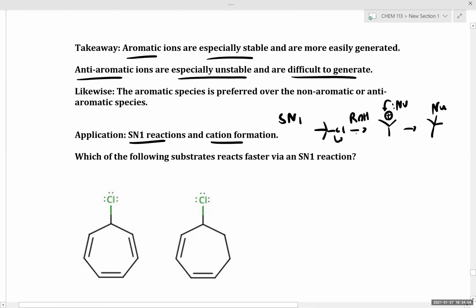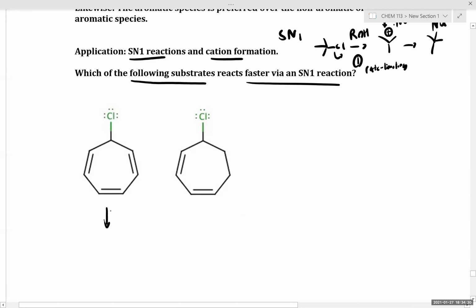Now, this first step, the loss of leaving group, is rate limiting, right? So if it's difficult to generate a cation, it'll be very hard for us to engage in an SN1 reaction. So for example, if we compare these two molecules and we ask ourselves which of the following substrates react faster via the SN1 reaction, would anyone have a first guess, A or B? What substrate will react faster? Which substrate will make the more stable carbocation?